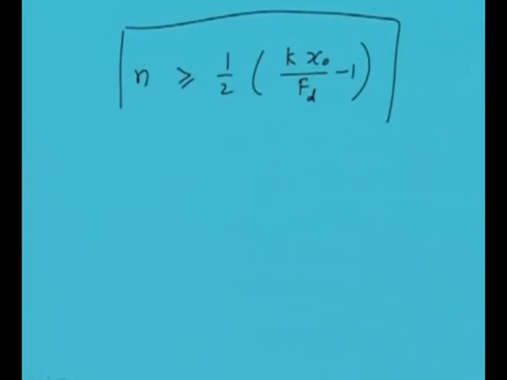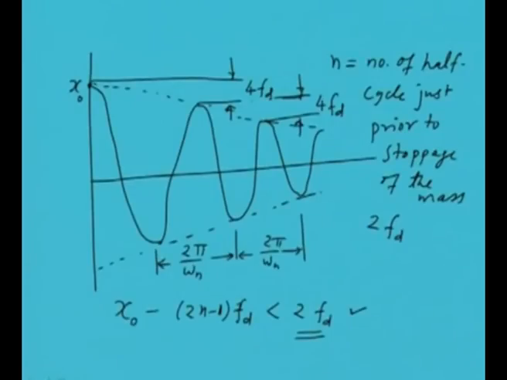I think n will be, if we simplify, half of k x naught by Fd minus 1. This is the condition which we can get from the previous expression, after rearranging the terms and solving for n.